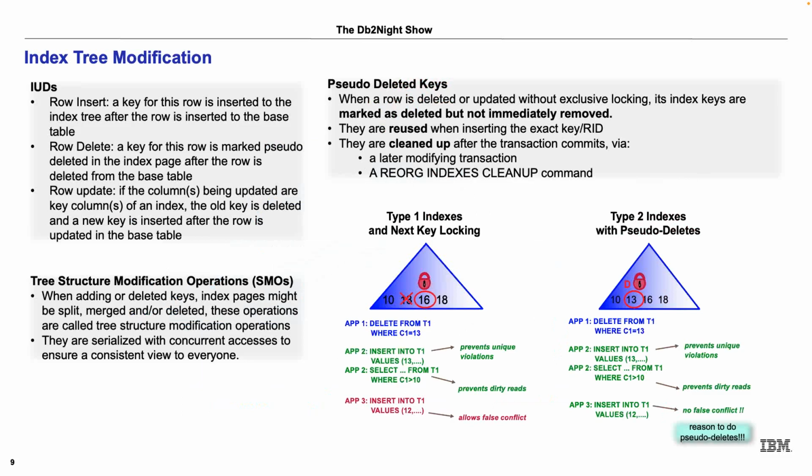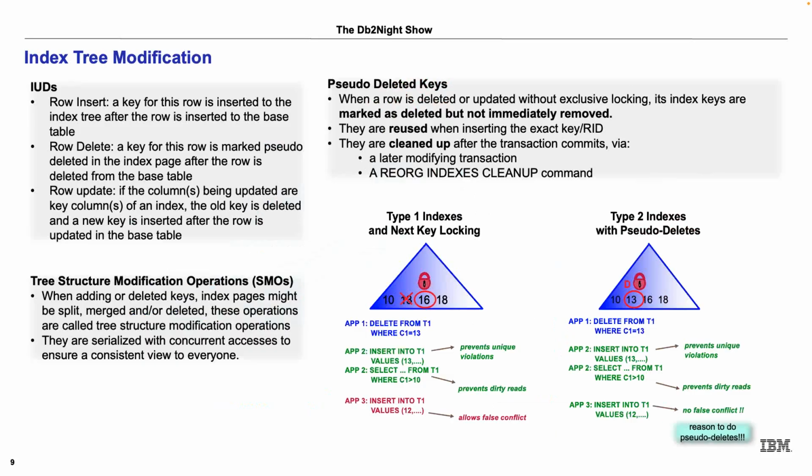Okay, so what's a pseudo deleted key? Those are index entries marked as deleted but not removed immediately if the table is not locked exclusively. All right, and those pseudo deleted keys can be reused for identical inserts later by DB2, or they can be cleaned up after commit, either by the next modification transaction or by a reorg indexes cleanup.